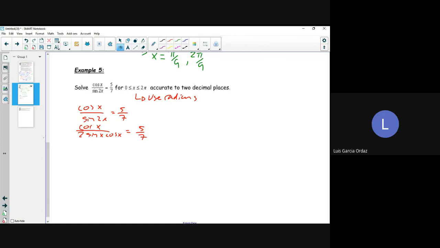So what two things can cancel out from the left side? The cos x cancel each other out, which means we're left with 1 over 2 sine x is equal to 5/7. All we're going to do is cross multiply. So we get 7 is equal to 10 sine x. And because we want sine x by itself, we're going to divide both sides by 10.